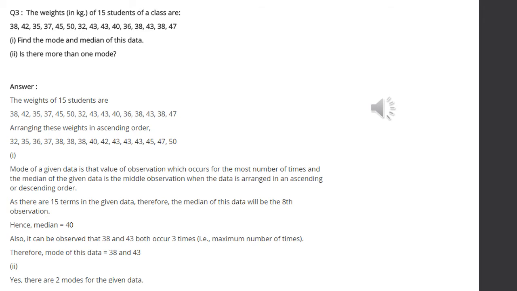As there are 15 terms, n is an odd number. So the median is equal to the (n plus 1) by 2th term. So 15 plus 1 by 2th term, that is 16 by 2 or the 8th observation. If we count from the array, we see that the 8th observation is 40. So the median is equal to 40. And it is observed that 38 and 43 both occur 3 times, that means the maximum number of times. So it has two modes, 38 and 43.